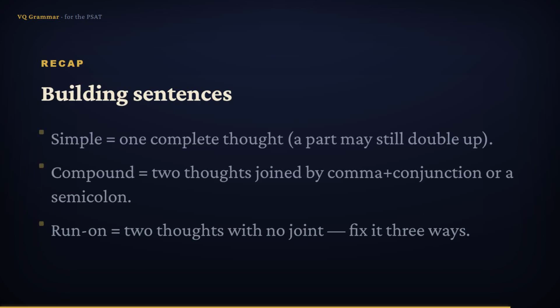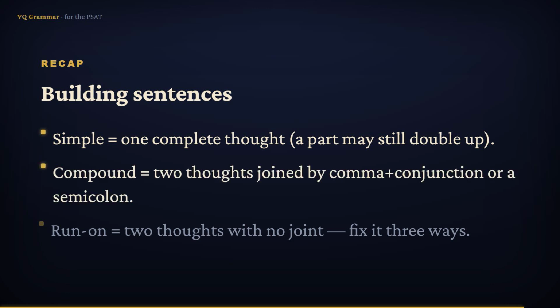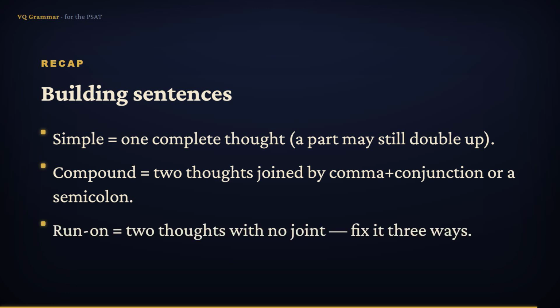Let's wrap up Unit 1. A simple sentence is one complete thought, even when a subject or verb doubles up. A compound sentence is two complete thoughts joined the right way, with a comma plus a conjunction, or with a semicolon. And a run-on is two thoughts jammed together with neither, which you fix three ways. Count the thoughts, then check the joint, and you'll know which one you've got. Great work finishing Unit 1.